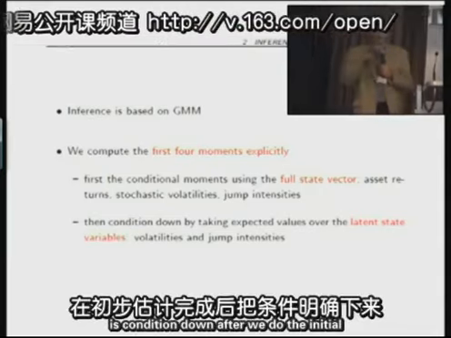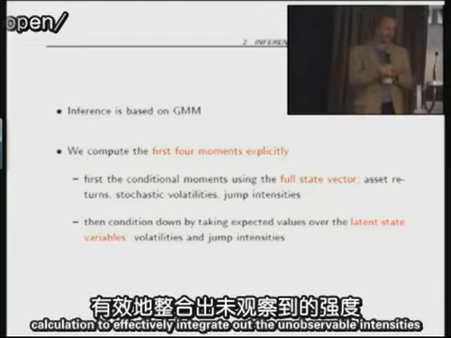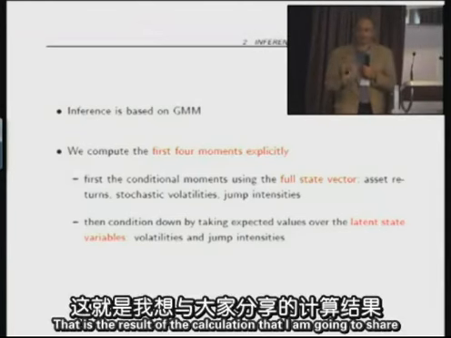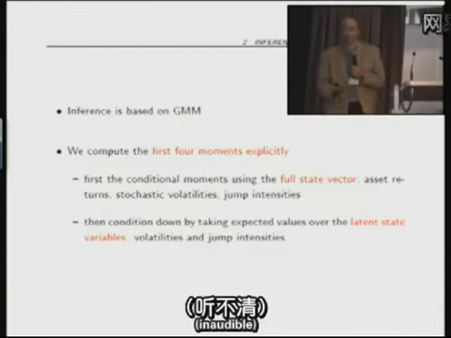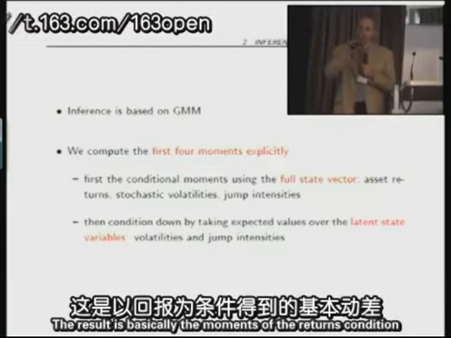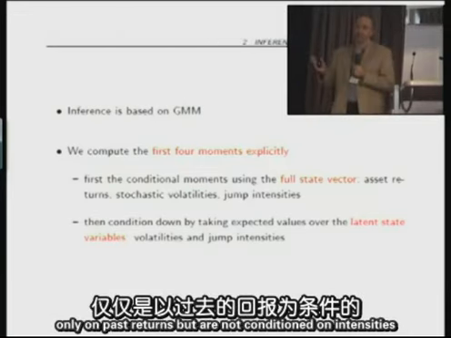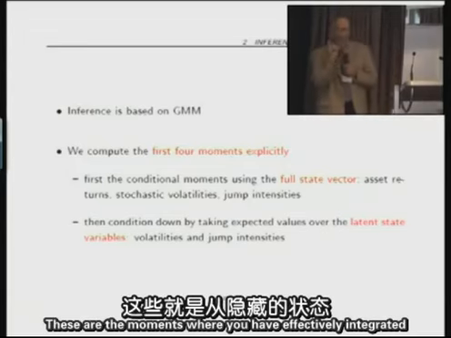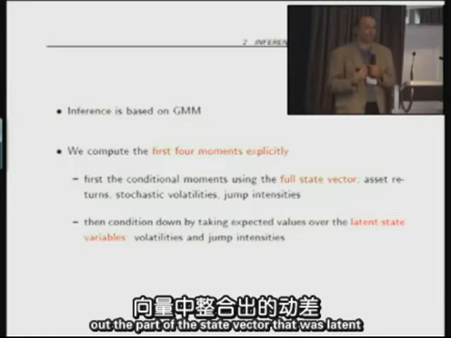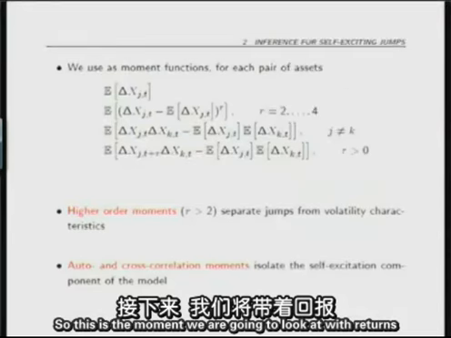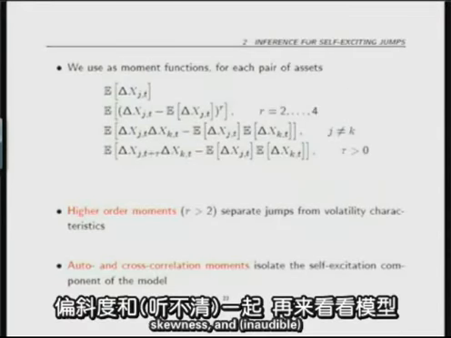So what we have to do is condition down, after the initial calculation, to effectively integrate out the unobservable intensities. So that's the result of the calculation I'm going to show. I'm clearly not going to show you the calculation, but the result is the moments of the returns conditioned only on past returns, but not conditioned on intensities, not conditioned on volatilities. So this is the moment where you have effectively integrated out the part of the state vector that was latent. Okay? So the moments we're going to look at are returns, variance, skewness, and kurtosis.